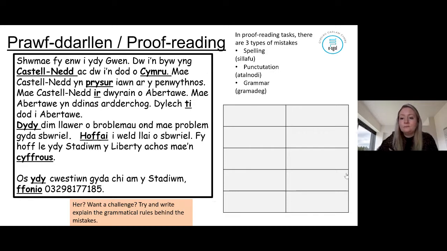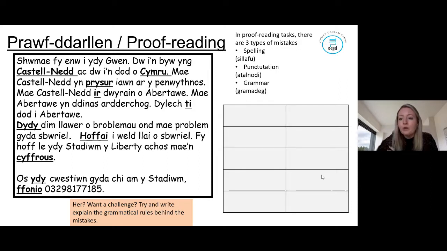Let's have a look at the next one. I'r dwyrain. Let's have a look what we said, maybe missing there. There's something missing. Dylech ti. Does the ti match the ech there, or do we need to change it to something different? Dydy dim. Ooh, that doesn't look quite right, and dydy's underlined, so we know it's wrong. Hoffai I. Now, how do you say I would like to see less rubbish? Achos mae'n cyffrous. Think about what the soft mutation would change the C to. Os ydy cwestiwn gyda chi, and ffonio, we need the command form there for ffonio. So what do we change ffonio to?